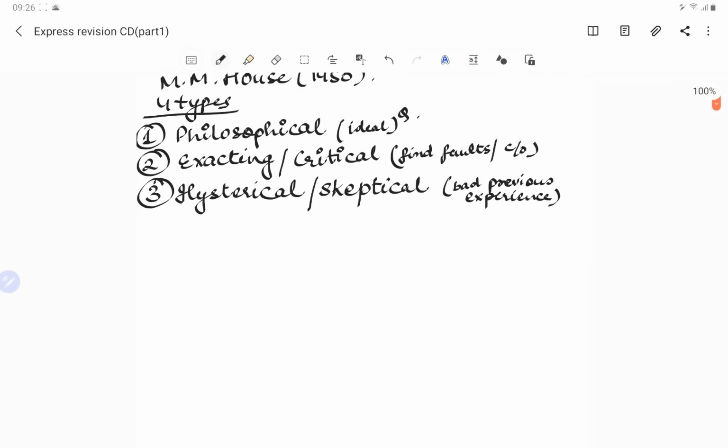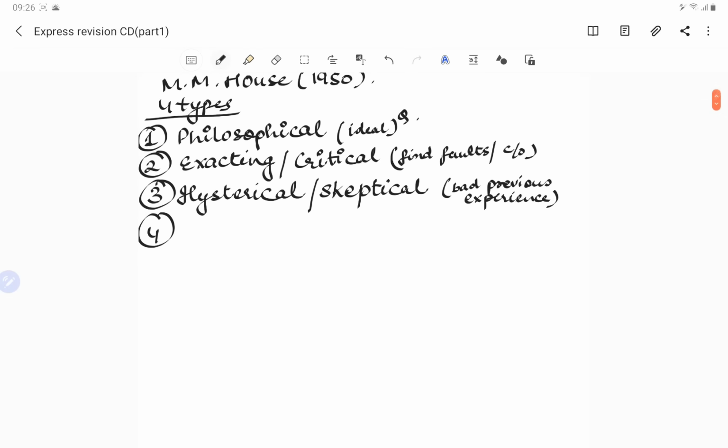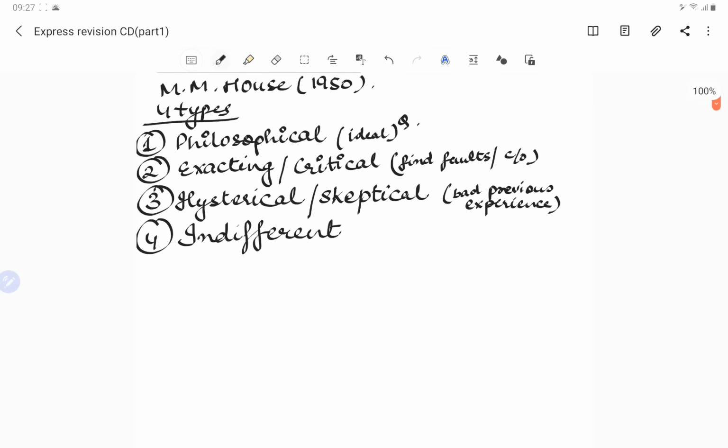So talking about the mental attitude of the patient, the classification is philosophical, exacting, hysterical, and the fourth one is the indifferent. As the name suggests, I have always told you, you have to look for the name. Whenever you are attempting any question, the very first thing is, 10 to 20% of the time the student knows the answer but in a hurry does it wrong, and sometimes when there is negative marking, it goes in your negative. So for the indifferent patient, you have to read it carefully.